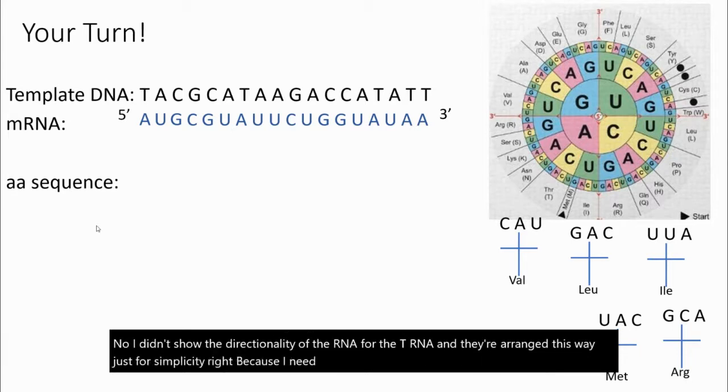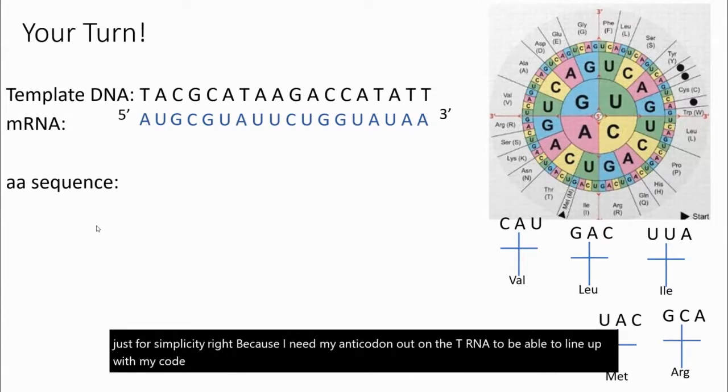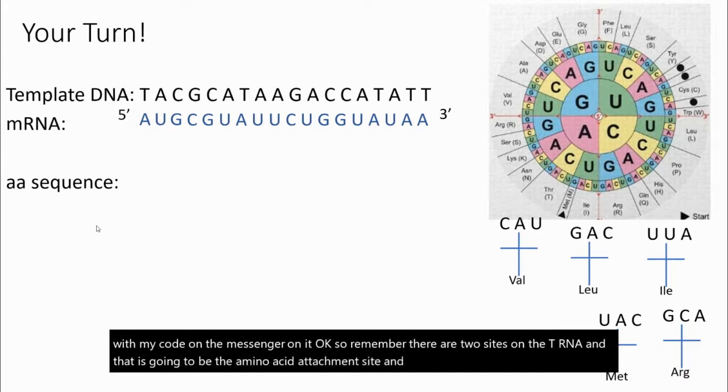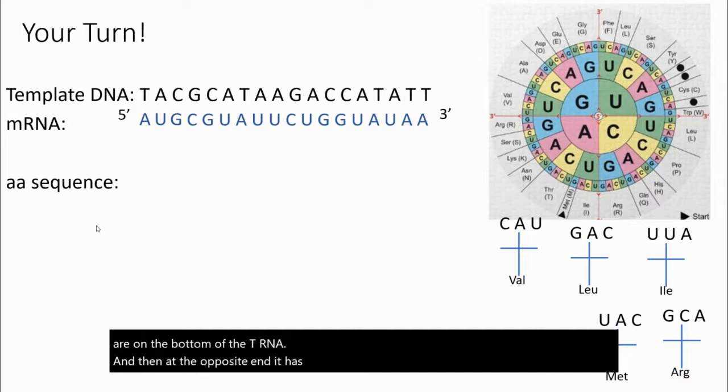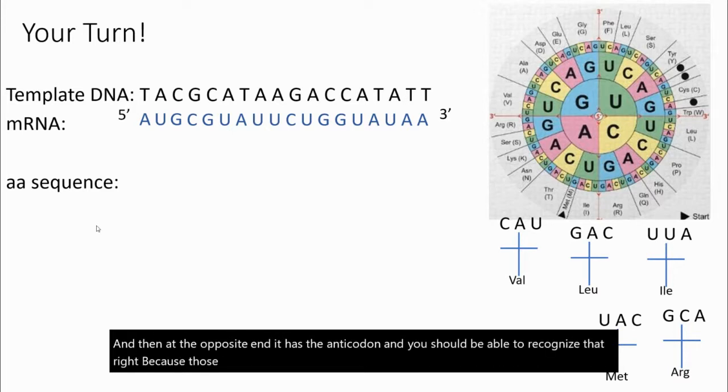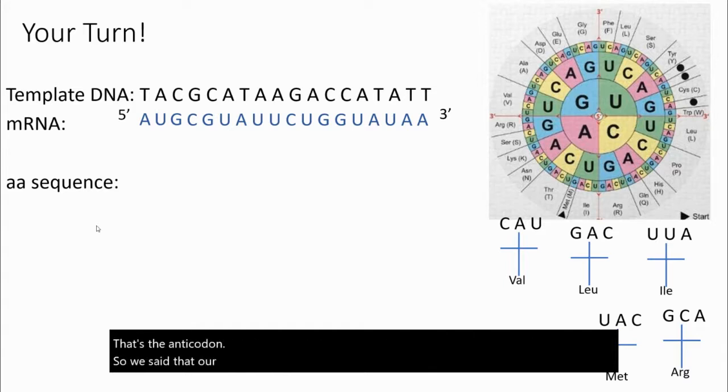Because I need my anticodon found on the tRNA to be able to line up with my codon on the messenger RNA, okay? So remember, there are 2 sites on the tRNA, and that is going to be the amino acid attachment site. And again, on my illustration, the amino acids are on the bottom of the tRNA. And then at the opposite end, it has the anticodon. And you should be able to recognize that, right? Because those are the RNA nucleotides. So that's the anticodon.